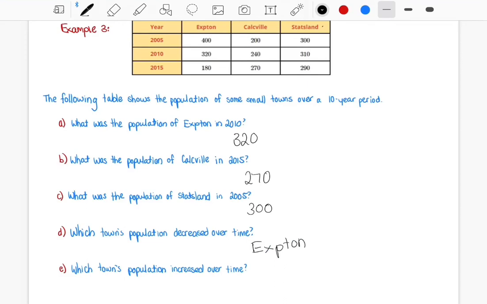Okay. And the last one, which town's population increased over time? So when we were looking at this, we noticed Kelkville went up every time. So that will be our answer to who increased every time as well. And that is it for our examples for interpreting graphs and tables.